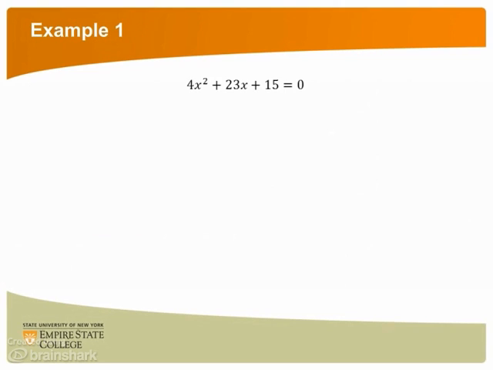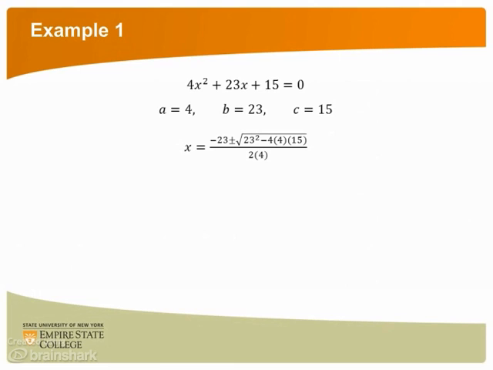Suppose we want to solve the equation 4x squared plus 23x plus 15 equals 0. We may be able to factor this, but all that guessing and checking will take too long. Let's just use the quadratic formula. First, we need to identify our values for a, b, and c. A is 4, b is 23, and c is 15. We plug those values into the formula.